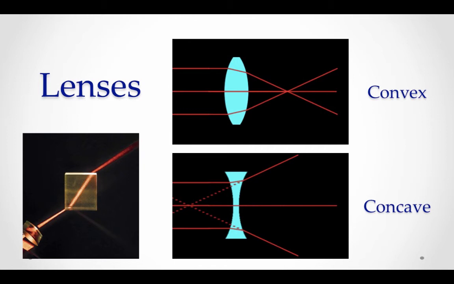And lens systems are built by adding lenses to each other and putting them together. Like when you put another lens in front of your eyes, you use the eyeglasses to change that focal point so that it lands directly on your retina.